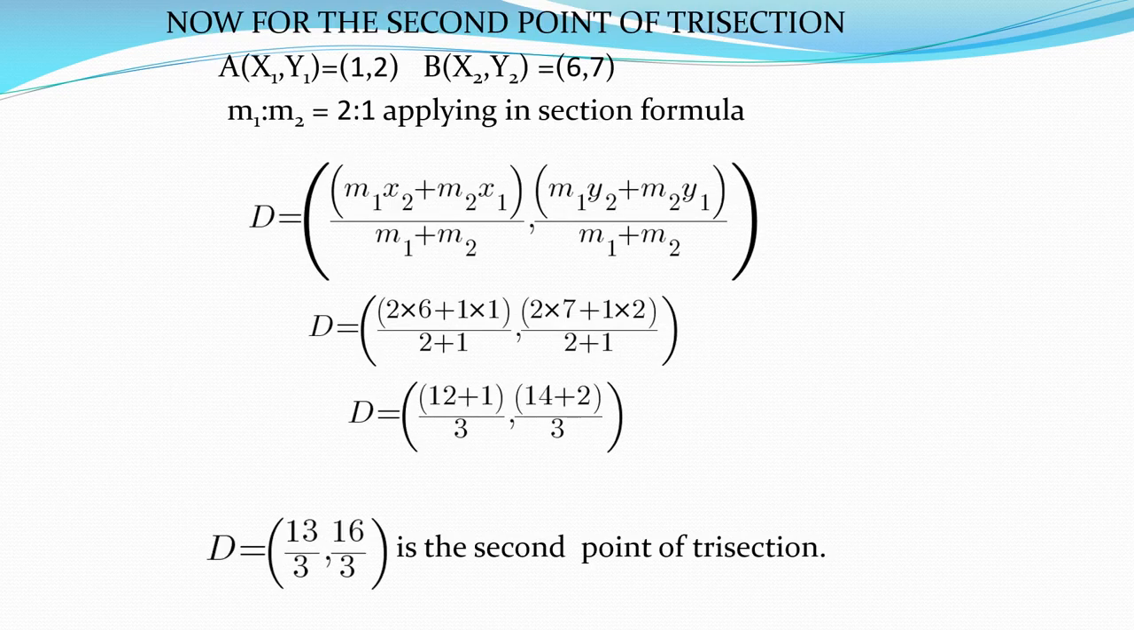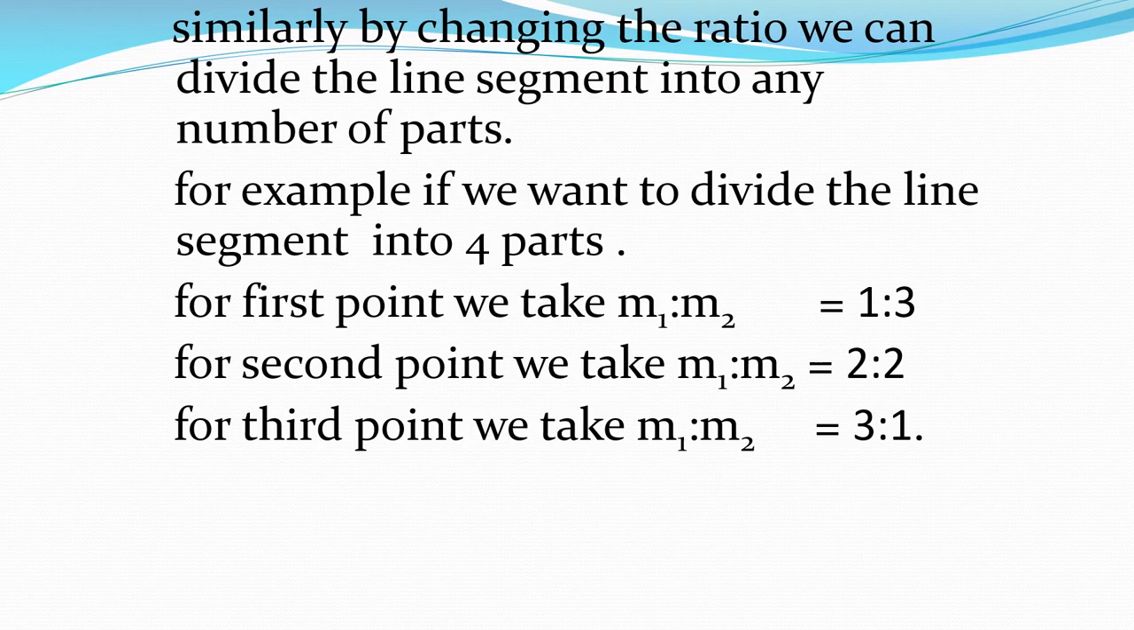Now for the second point of trisection, we take the same points A and B, but we change m1 is to m2 as 2:1. Now applying these values in the section formula, we get (2 into 6 plus 1 into 1) by (2 plus 1), (2 into 7 plus 1 into 2) by (2 plus 1). That is (12 plus 1) by 3, (14 plus 2) by 3. That is 13 by 3 and 16 by 3 is the second point of trisection.